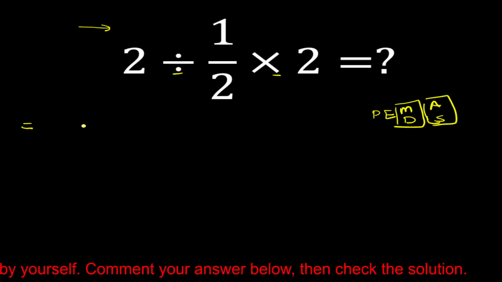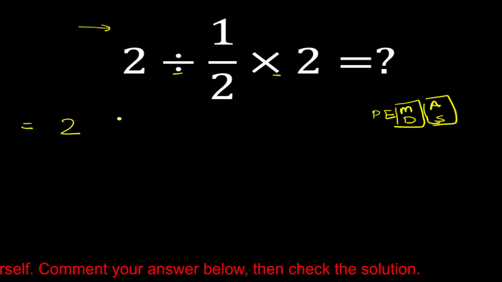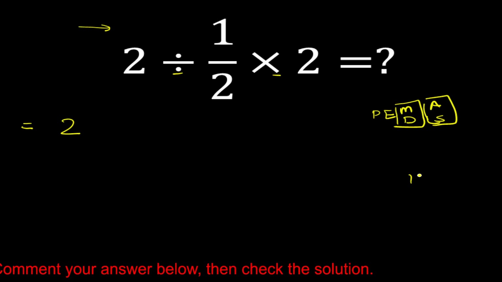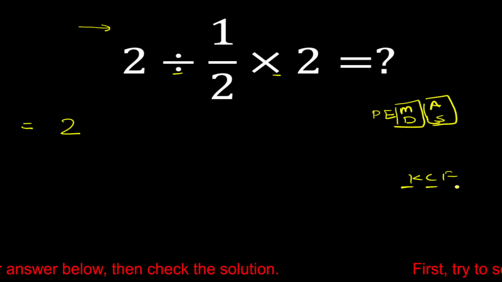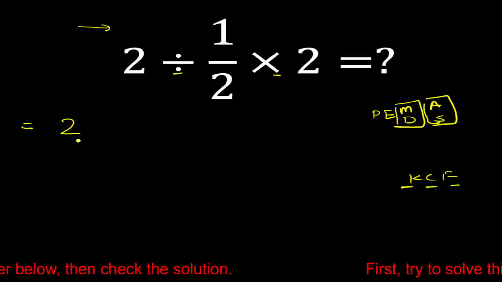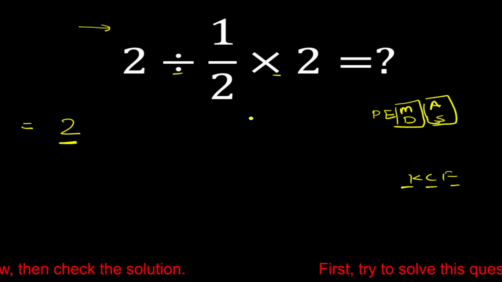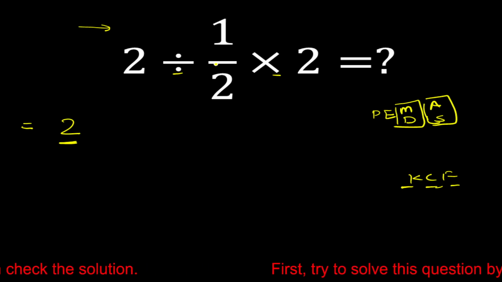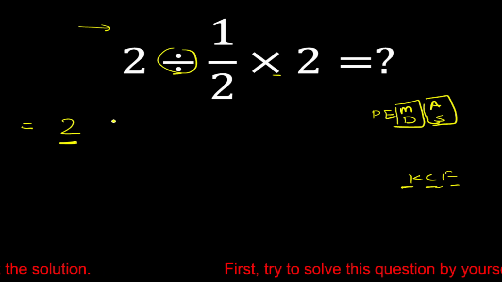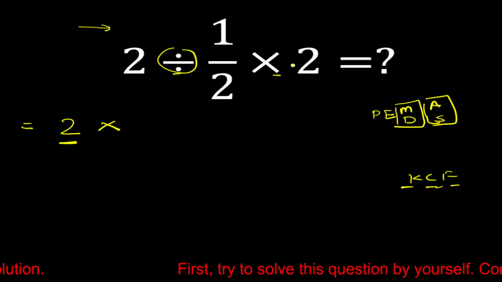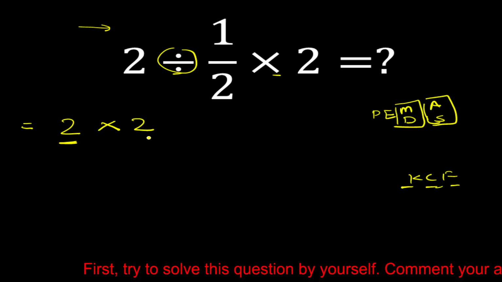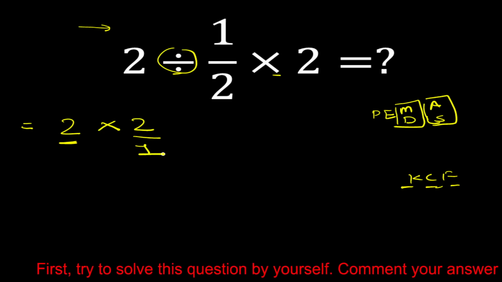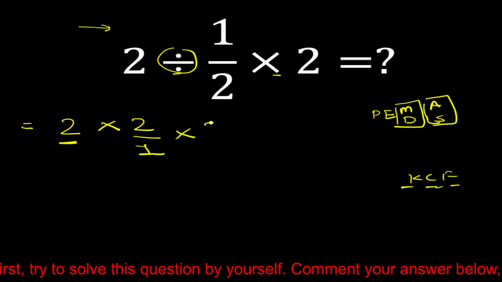Okay. So now according to the KCF rule, K means keep, C means change, F means flip. So keep these two as it is. C means change the sign from division to multiplication. F means flip. So flip this fraction. 1 by 2 is equal to 2 by 1. Okay. Multiply 2.